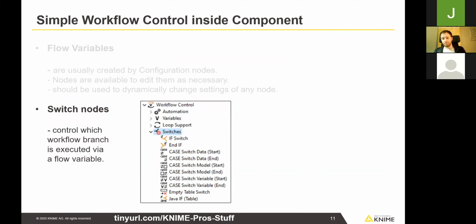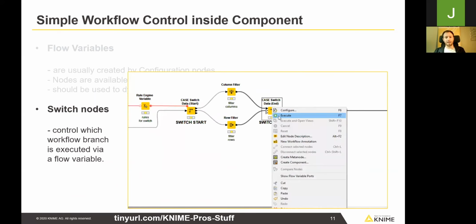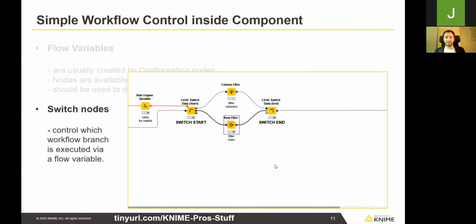Now, another important thing is not about controlling the execution of a node with different settings. We can decide whether I want to execute this node or I want to execute this other node. To do this, we use switch nodes. So how do you use switch nodes? You have a rule engine variable. The rule engine variable defines whether it's port 0 or port 1, and then this variable can be connected with a configuration node.